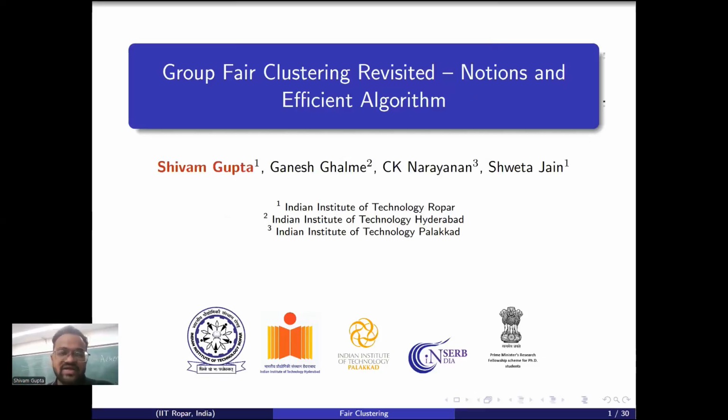So today I, Shivam, will be discussing my work around group fair clustering. Mainly we will be looking at some of the notions, and then we will be looking at one of the efficient algorithms for the same. This is a joint work with Ganesh, CKN and Shweta at different affiliations, and we would like to acknowledge SERB and PMR for funding the project.